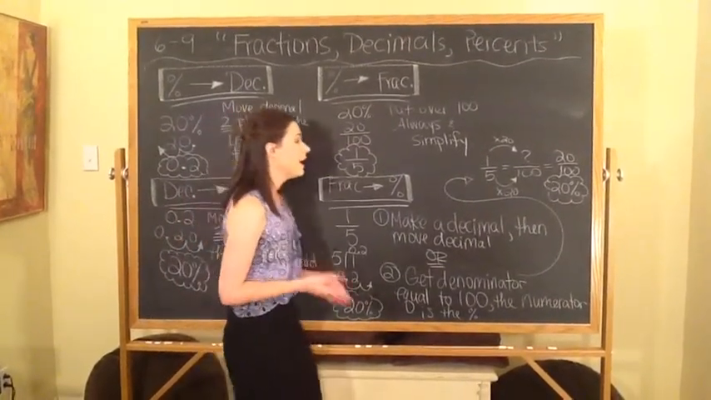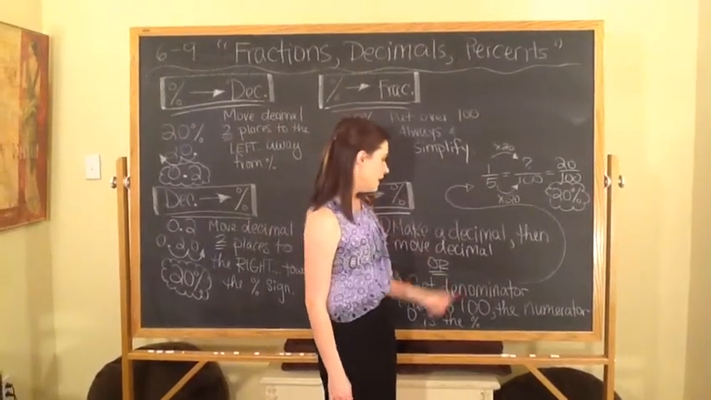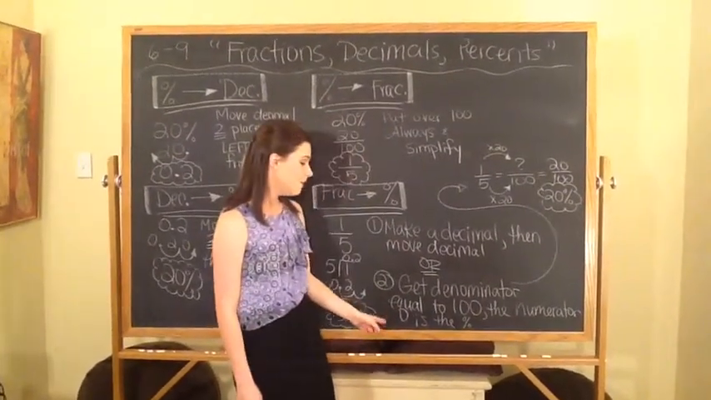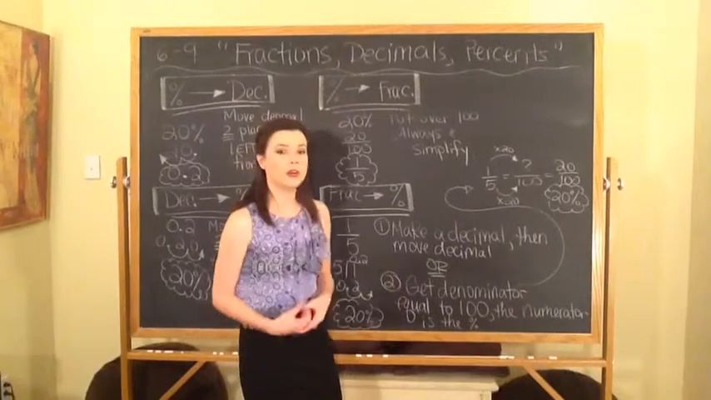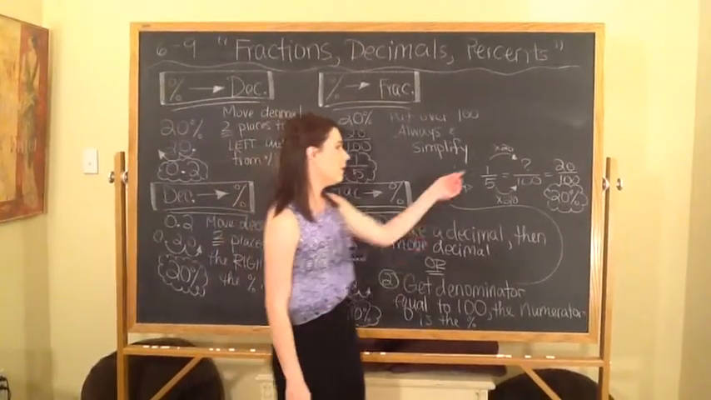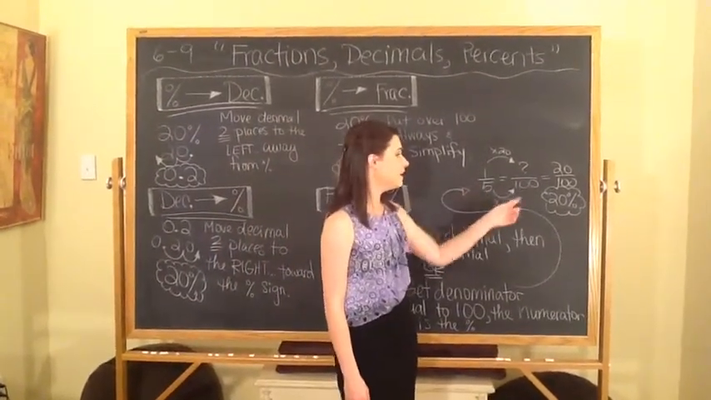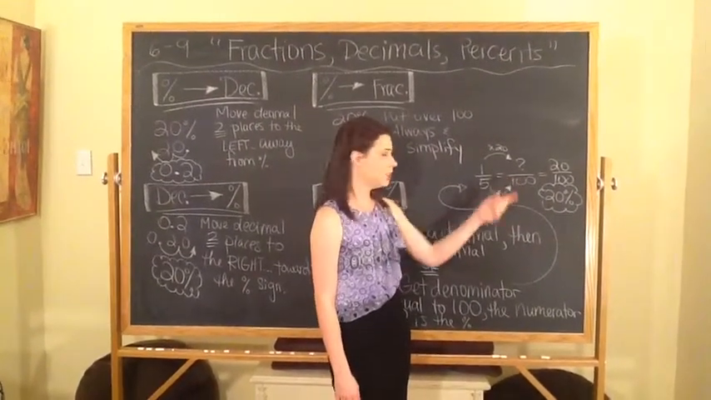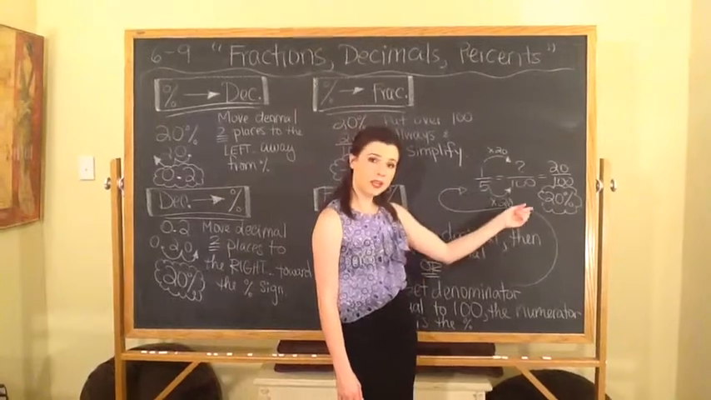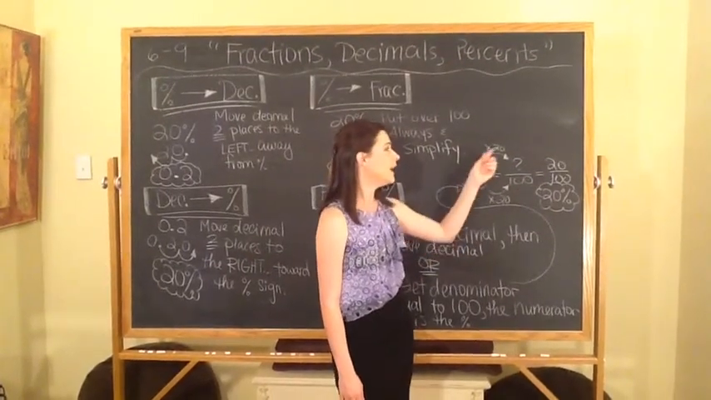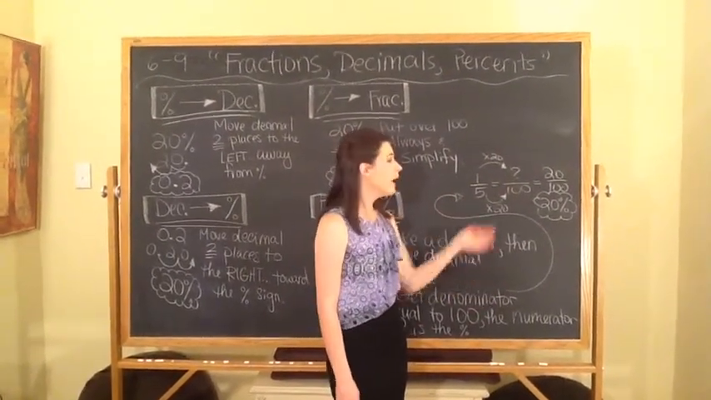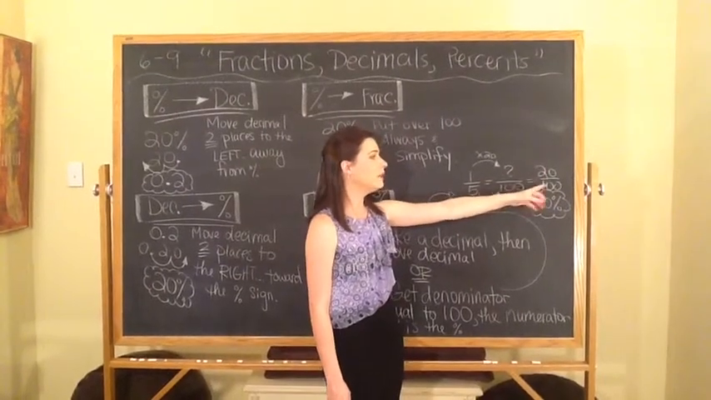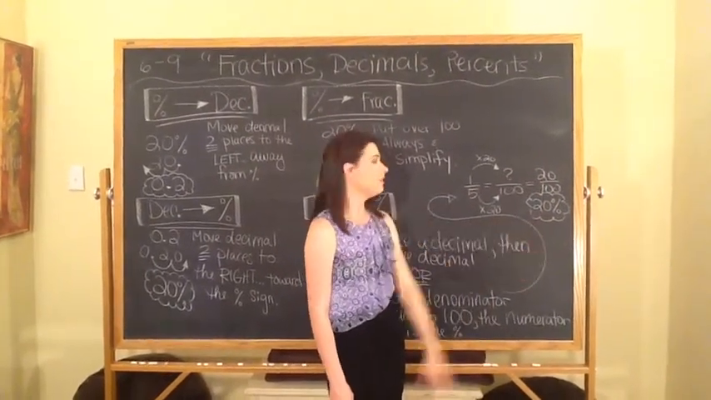Or you can take 1/5 and try to get the denominator equal to 100, and then that numerator will be the percent. So for example, if I wanted 1/5, I need to get the denominator equal to 100. So I have to think, 5 times what is going to give me 100? And since 5 times 20 gives me 100, I'm going to multiply the numerator by 20 as well. And we're going to get 20 over 100, which means that's 20%. So you can do it that way.